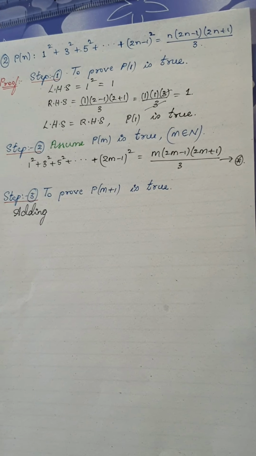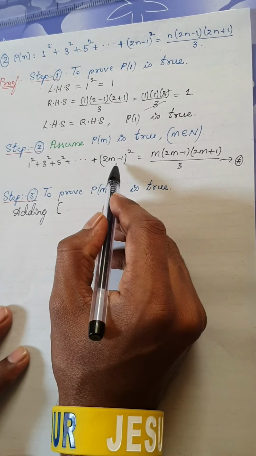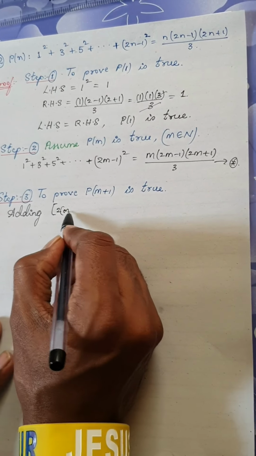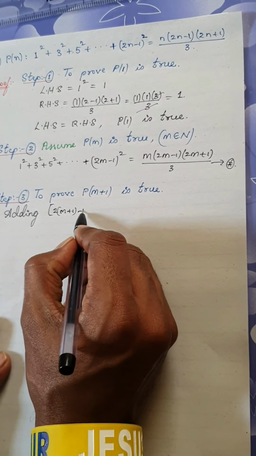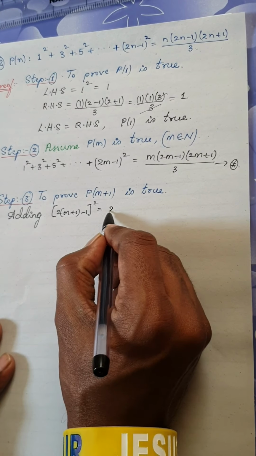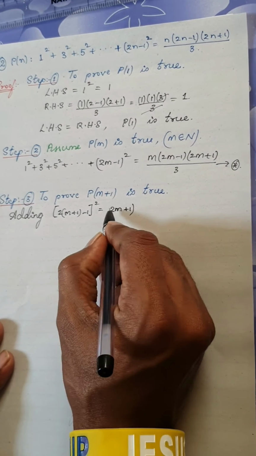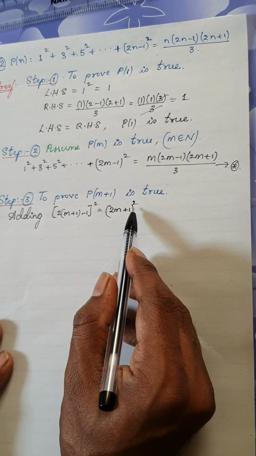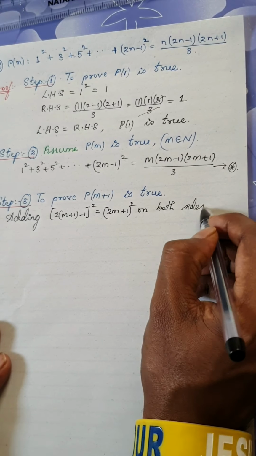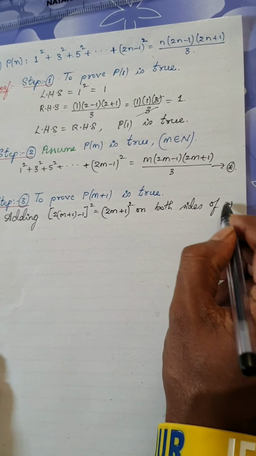So to prove P of m plus 1 is true, we're going to add the next term. If you have any confusion about which term to add, just in the last term, wherever you have m, put m plus 1. So it is 2 into (m plus 1) minus 1, whole square. Now if you multiply this, you get 2 into m is 2m plus 2 minus 1, and 2 minus 1 is 1. So actually you are going to add (2m plus 1) whole square on both sides of equation star. Is it clear? Please understand the term you're going to add on both sides of equation star.